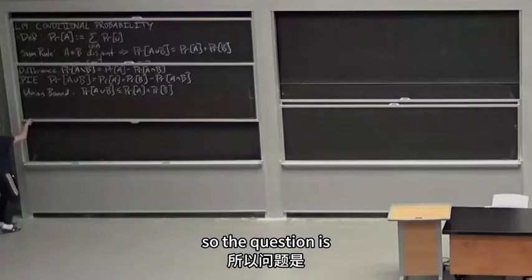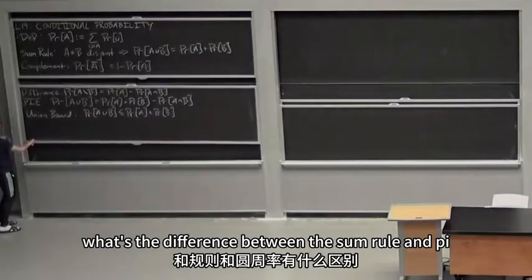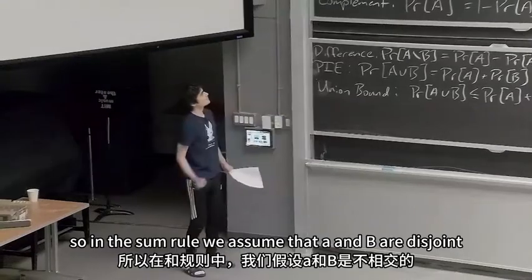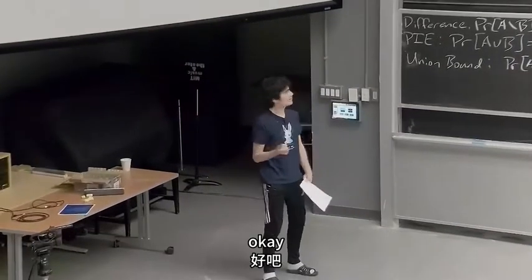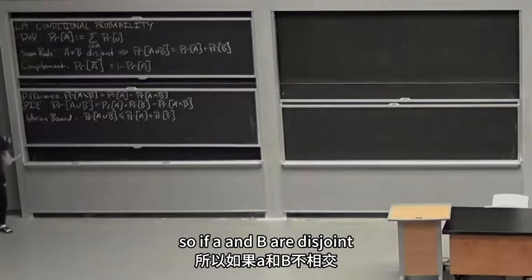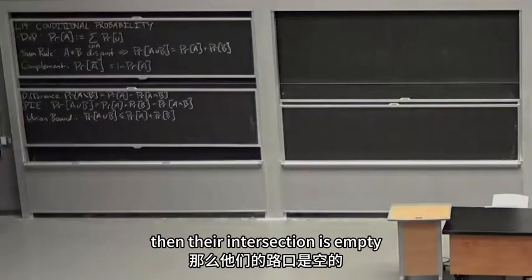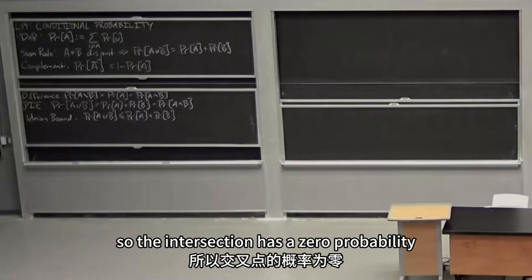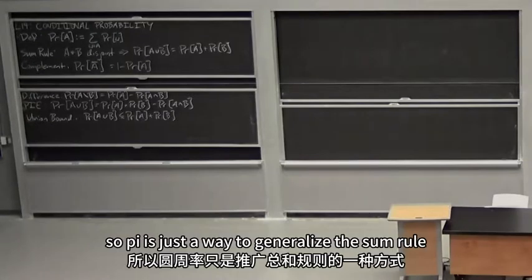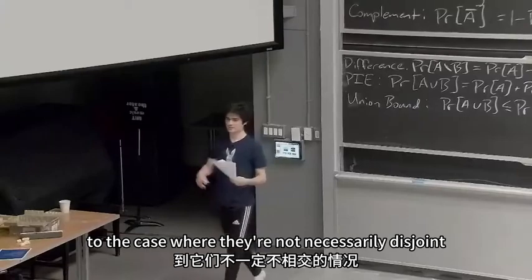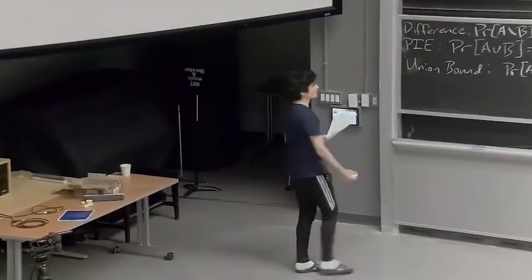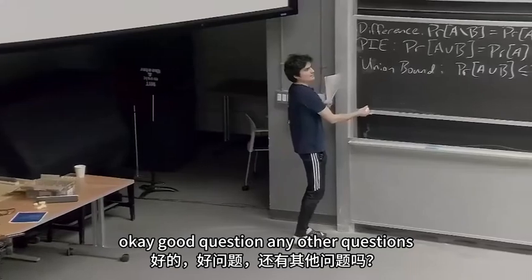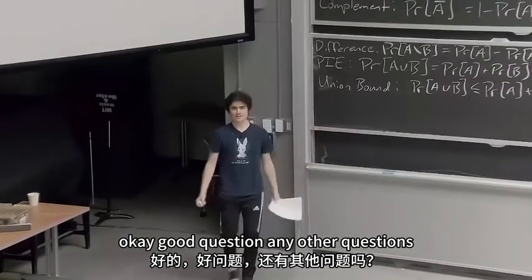So the question is, what's the difference between the sum rule and PIE? So in the sum rule, we assume that A and B are disjoint. Okay? So if A and B are disjoint, then their intersection is empty. So the intersection has 0 probability. So PIE is just a way to generalize the sum rule, okay, to the case where they're not necessarily disjoint anymore. They may have a non-trivial intersection. Okay, good question. Any other questions?